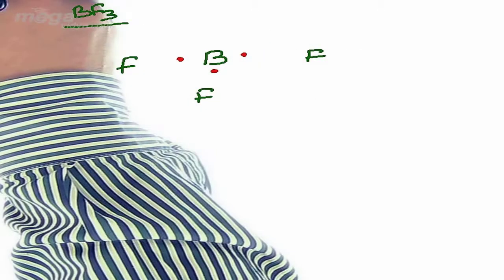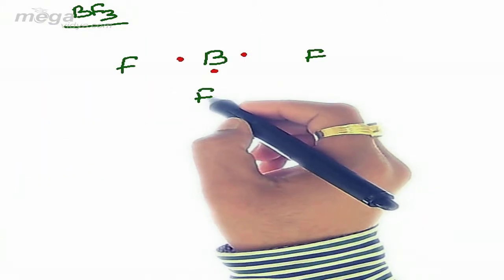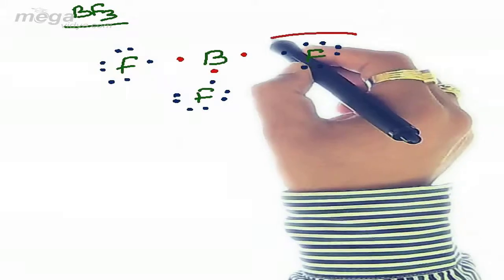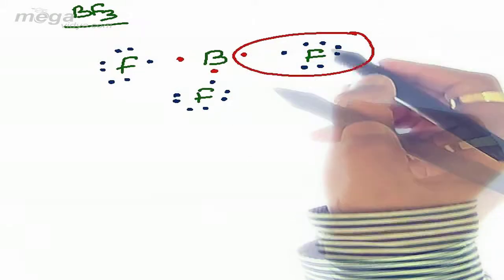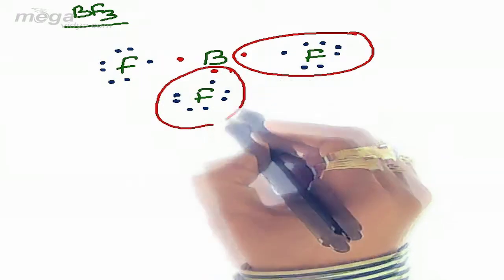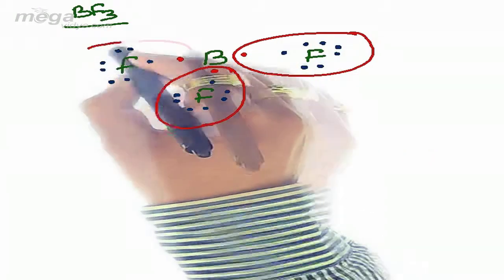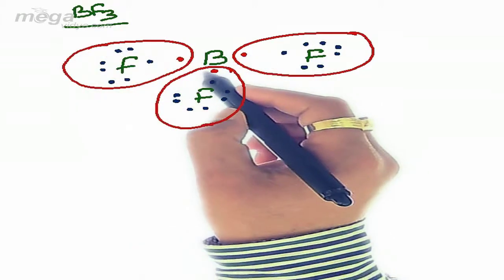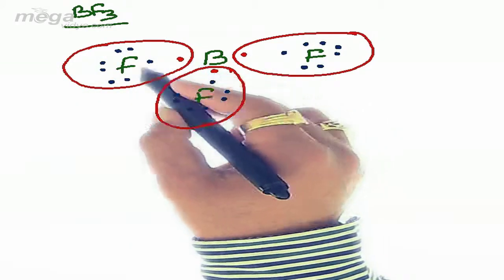Whereas in the valence shell of fluorine, we have got 7 electrons. So for octet completion, firstly, fluorine will share one of the electrons of boron. Now its octet is complete. Similarly, this fluorine, for the purpose of octet completion, will share one of the electrons of boron, and again here this fluorine too will share 1 electron from boron to complete the octet.